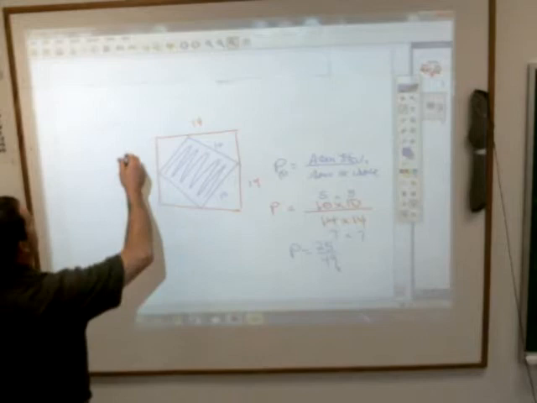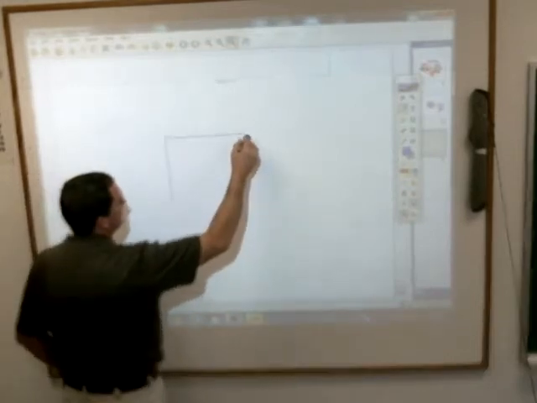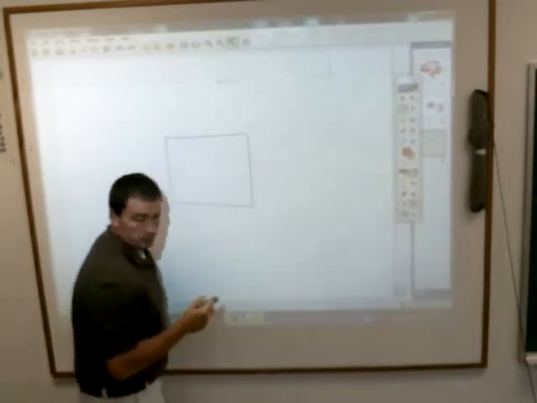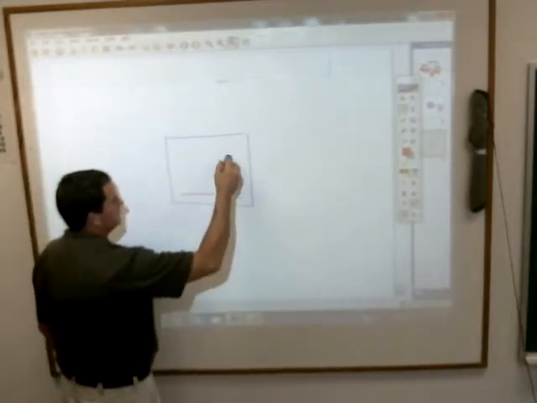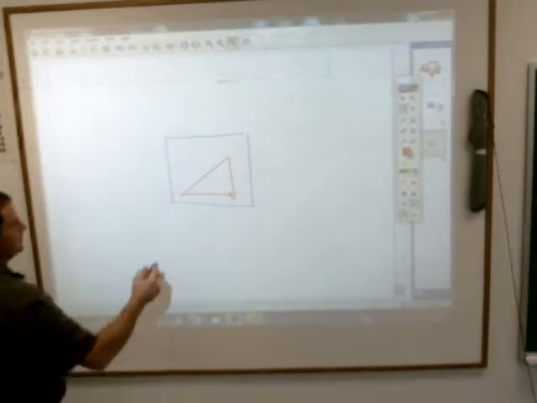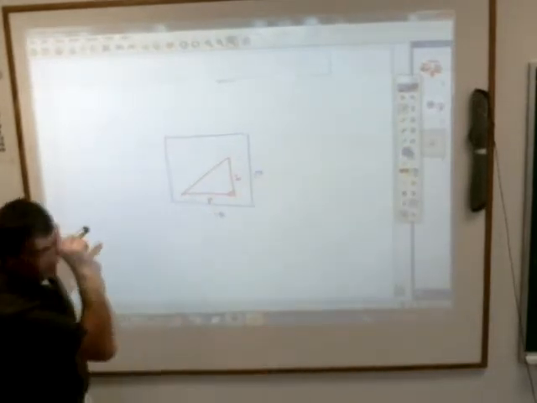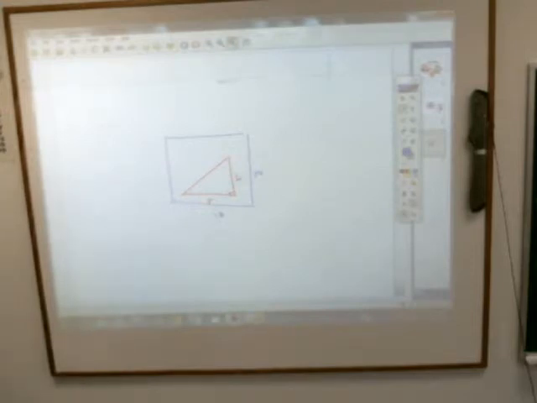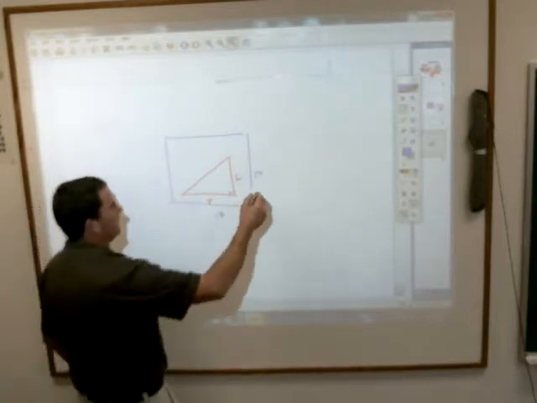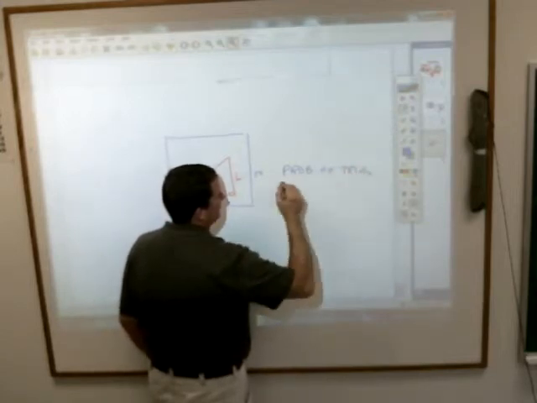Let me give you one to try. What about this one? You've got a square with a triangle in it. And the dimensions of the triangle are 6 and 8. And the dimensions of the square are 10 by 10. What is the probability that you will land in the triangle? Probability of the triangle. I will give you a second to figure it out.